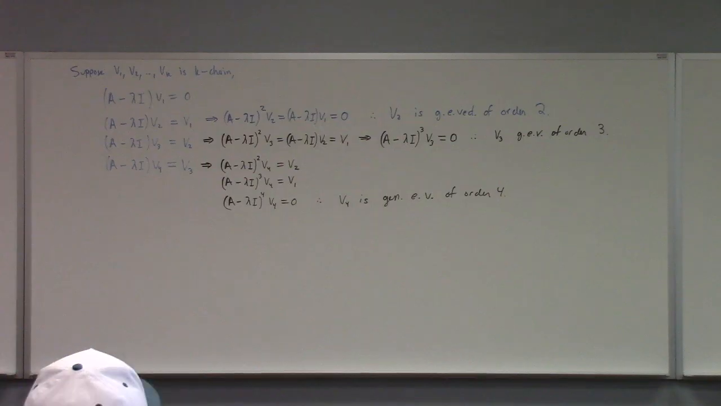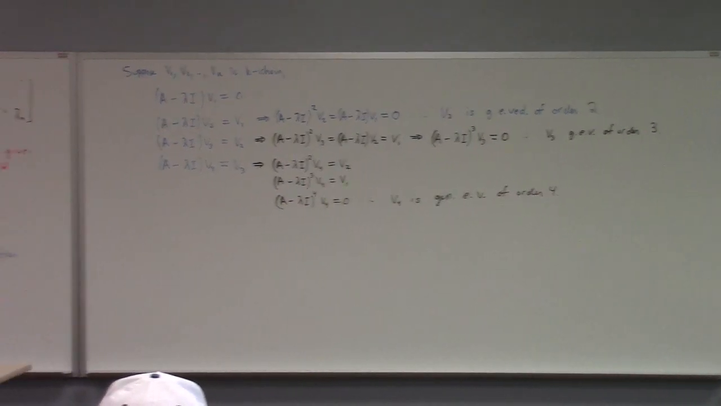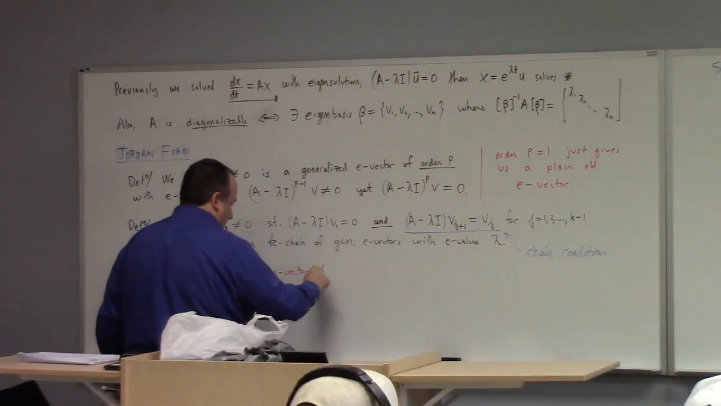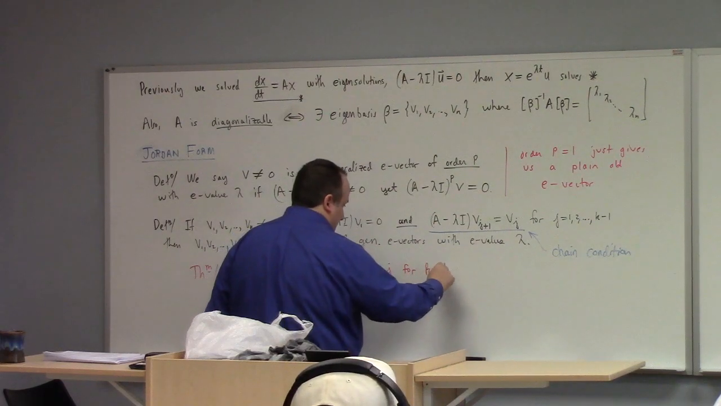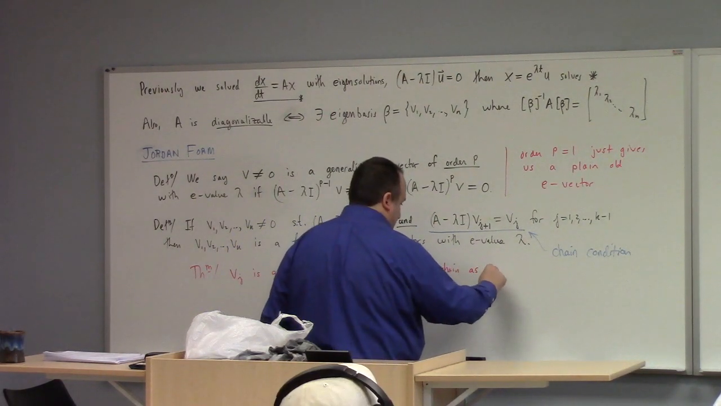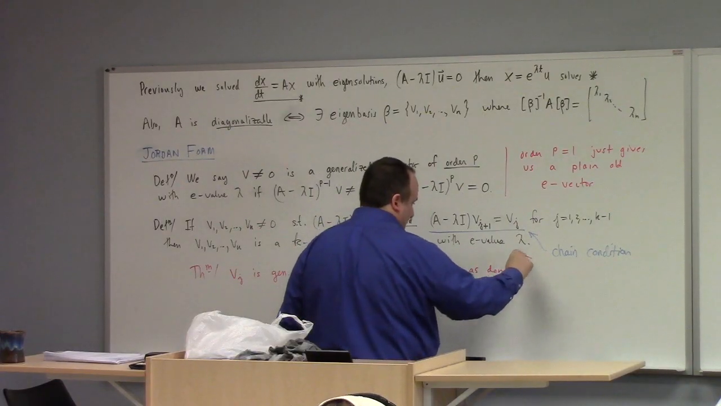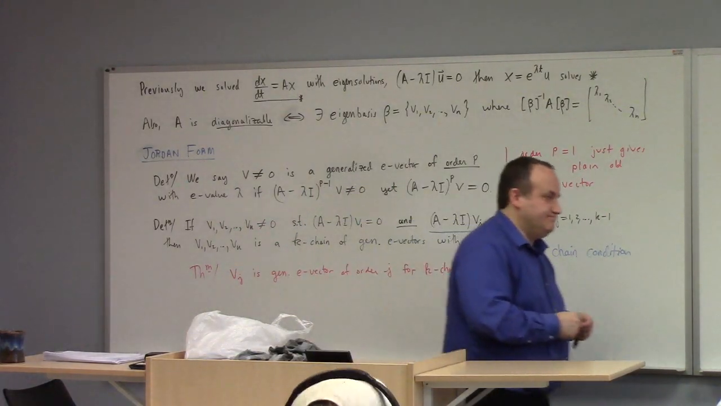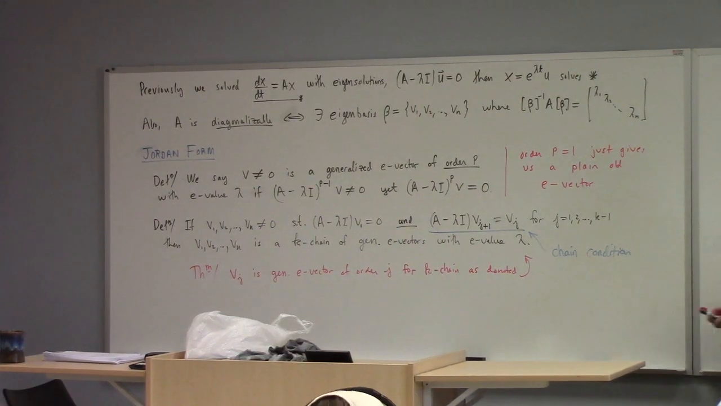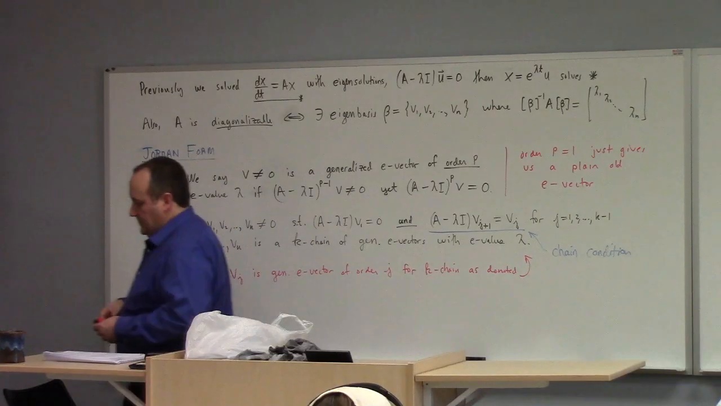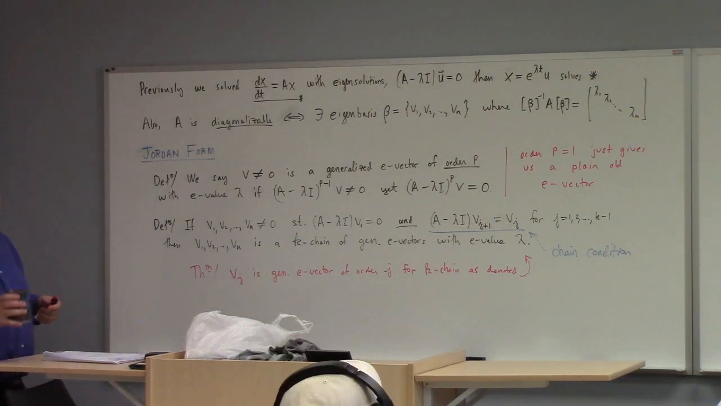So there's a theorem, right? vj is a generalized eigenvector of order j for the k-chain as denoted back there, all right? So when we have this situation, this is part of what we mean by a Jordan basis.